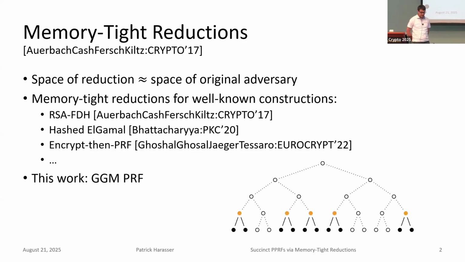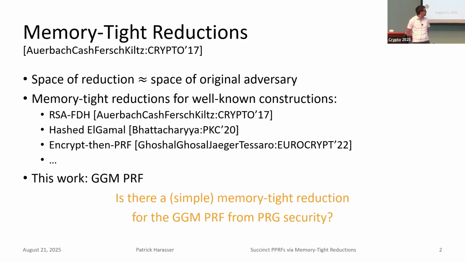Just as a quick reminder, the textbook reduction for GGM from PRG security is not memory tight, because to ensure a consistent simulation, the reduction needs to store a random value for every query prefixed by the adversary. And so the storage of the reduction grows with the query complexity of A, so it's not memory tight. And so the, at least for now, very theoretical question that I would like to start with is, can you give a simple black box but memory tight reduction for the GGM PRF from PRG security?